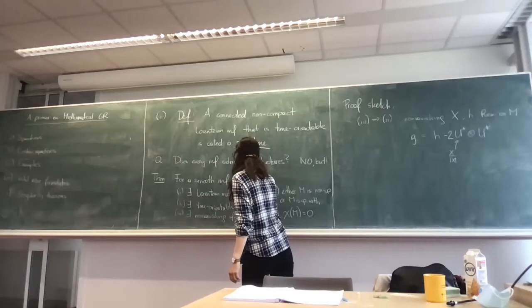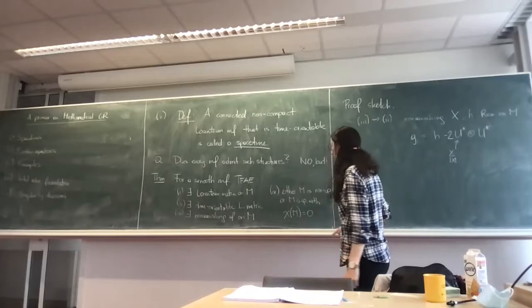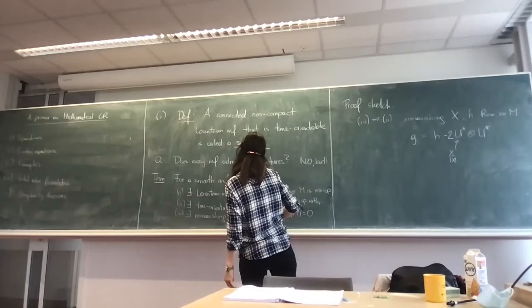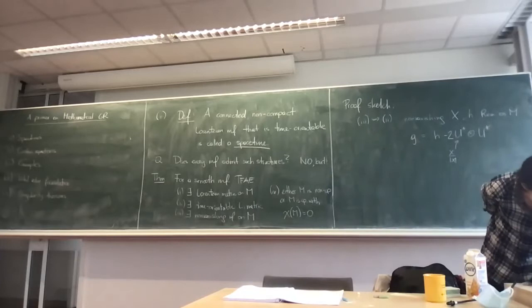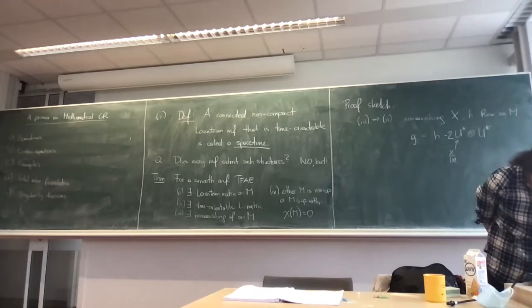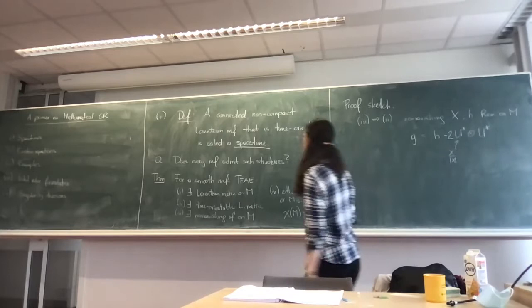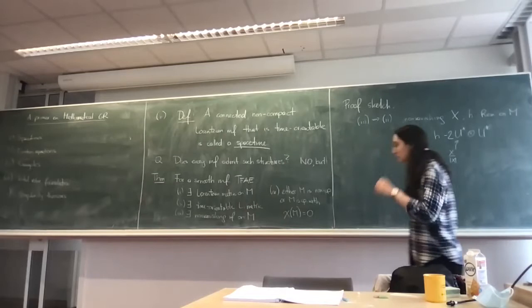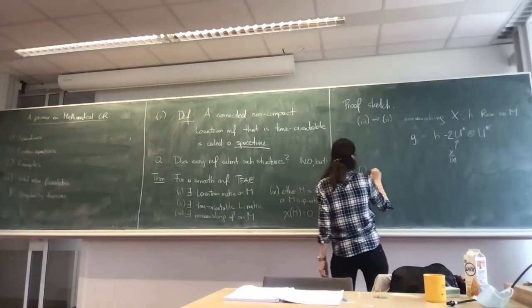And of course you can distinguish already the case that two implies four from what I have said before. Of course, two implies three is trivial, because that is what time orientable means, that we have a non-vanishing vector field. One implies four is if it's non-orientable.